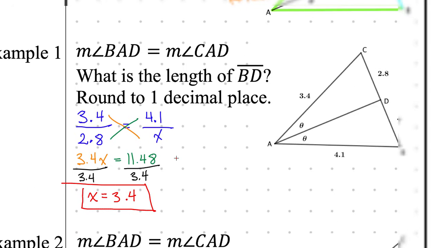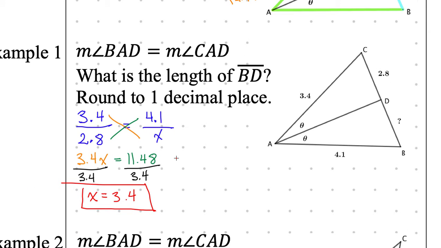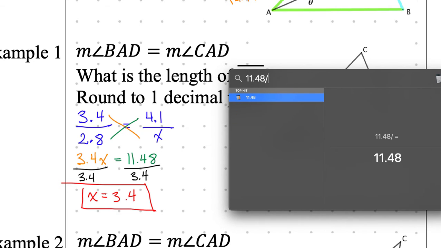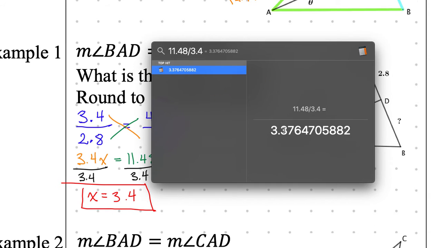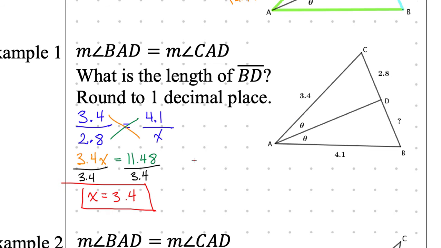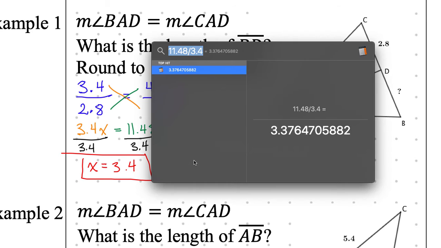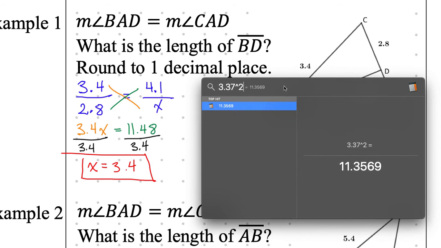Why does 3.3 go up to 3.4? Oh, that's a good question. Other people might have that as well. 11.48 divided by 3.4 gives us that. We round up in this case because the next number after the 3 is 5 or bigger. It was 7, so this 3 got rounded up to a 4. If we did 3.37 to the power of 2, that might be better, since it gets closer to 11.48. 3.3 to the power of 2 gives you 10.89 versus 11.56.